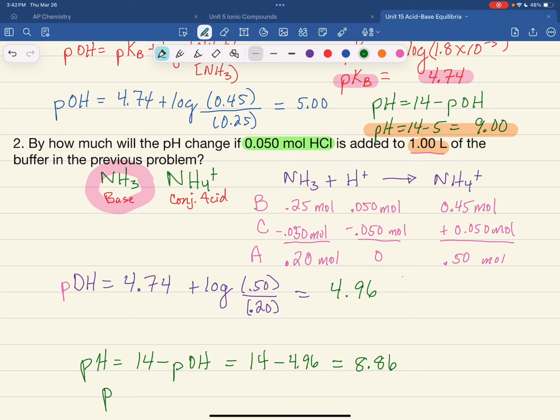So the pH dropped by a difference of 9 minus 8.86. So it dropped by 0.14 units. Okay. I hope that helped. Give it a try and see what you can do.